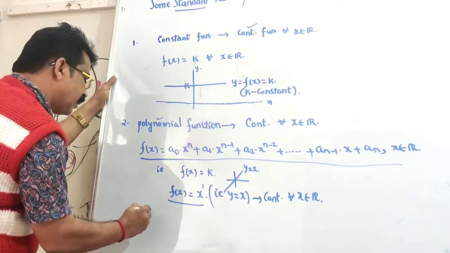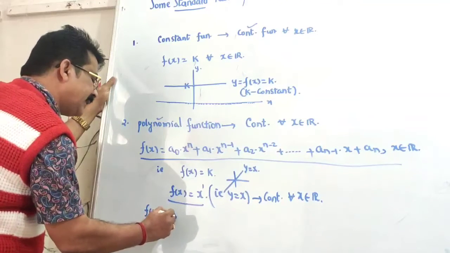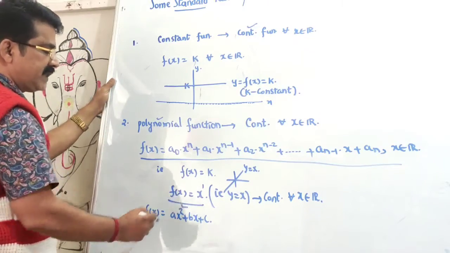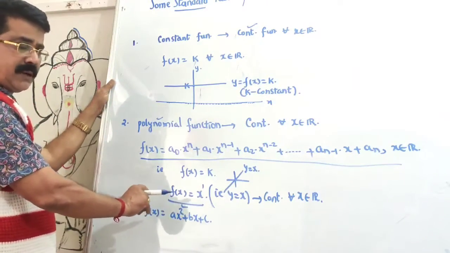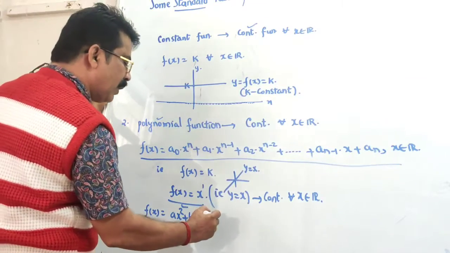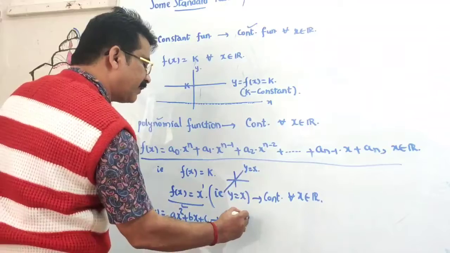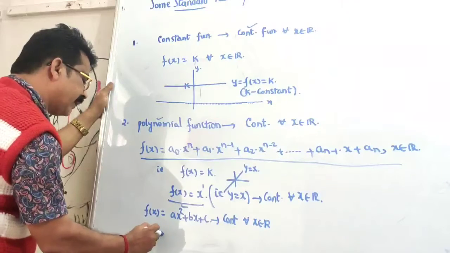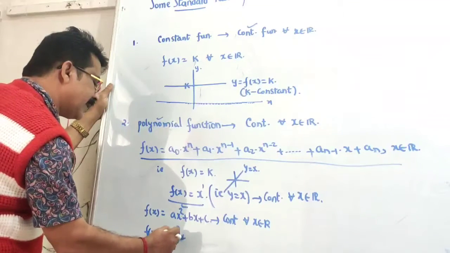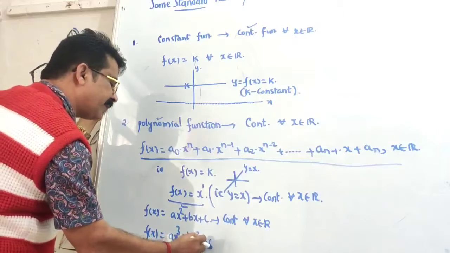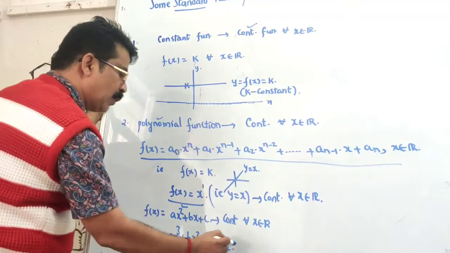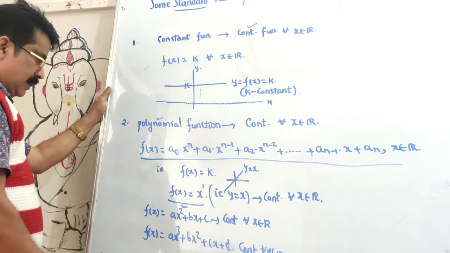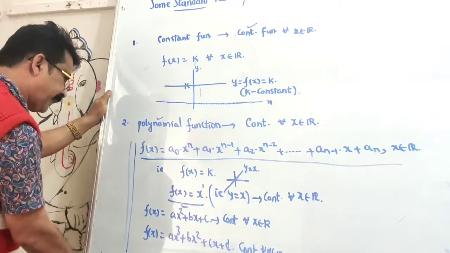Next, quadratic, for example, ax square plus bx plus c. The highest degree is 2. It is a quadratic expression or quadratic function. So this is also always continuous for all x belongs to capital R. Next, cubic means a polynomial of degree 3: ax cubed plus bx square plus cx plus d. It is also always continuous for all x belongs to capital R. So this is the section on polynomials.